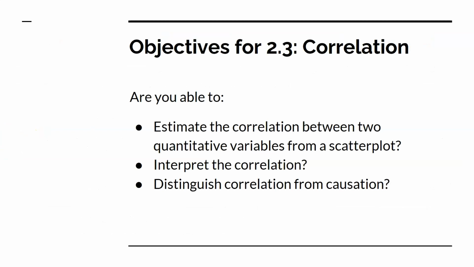All right, after you finish this lesson, you should have been able to estimate the correlation between two quantitative variables from a scatter plot, interpret that correlation, and distinguish correlation from causation. If you need to re-watch the video to take a look at some of the examples, you're more than welcome to. This will be available on Edpuzzle from now on.